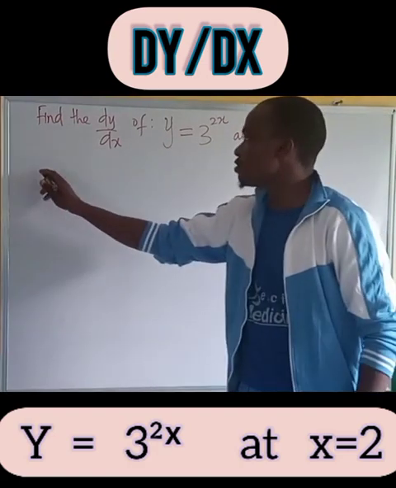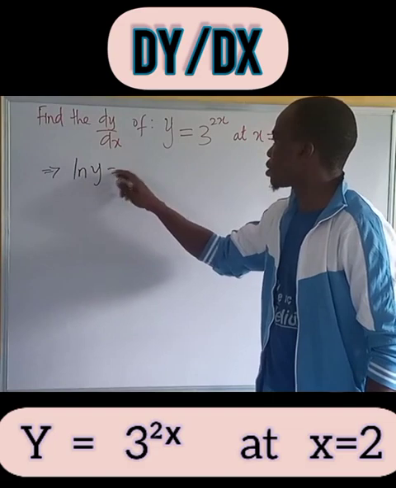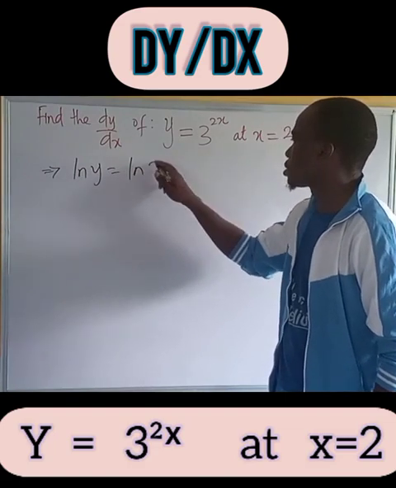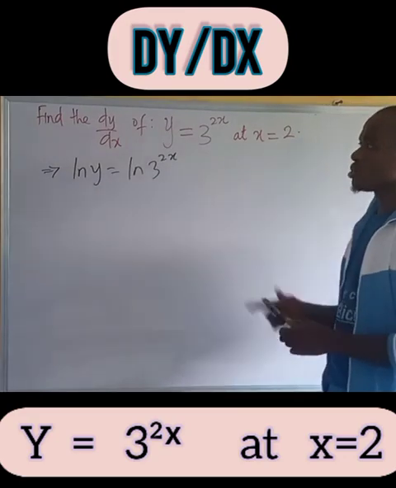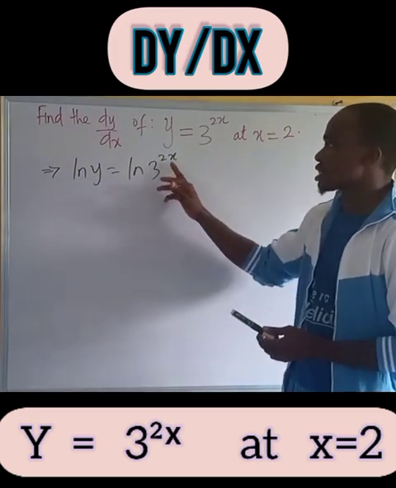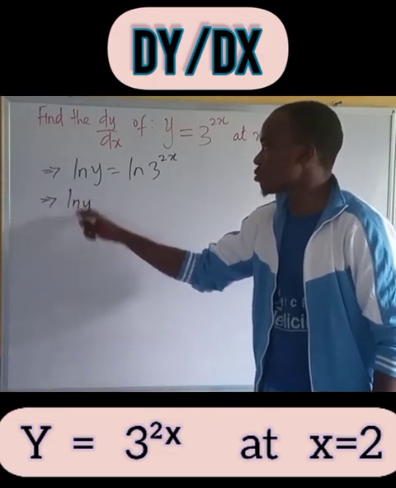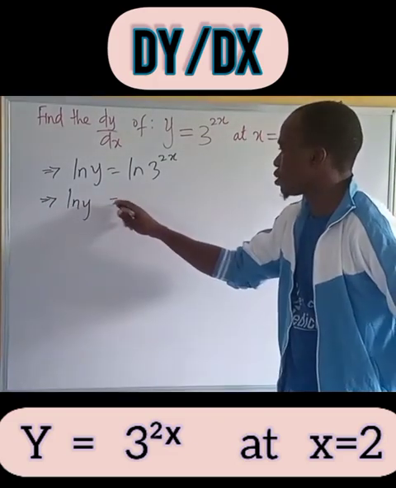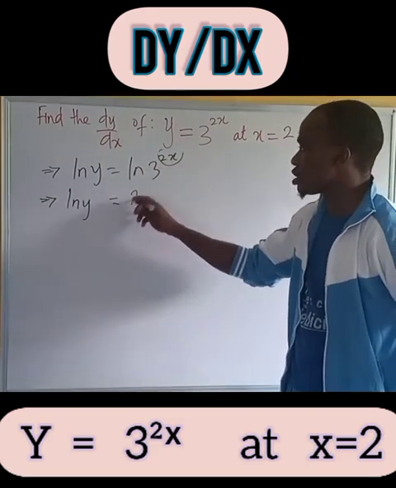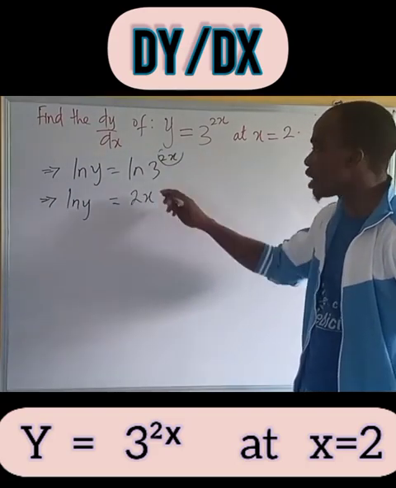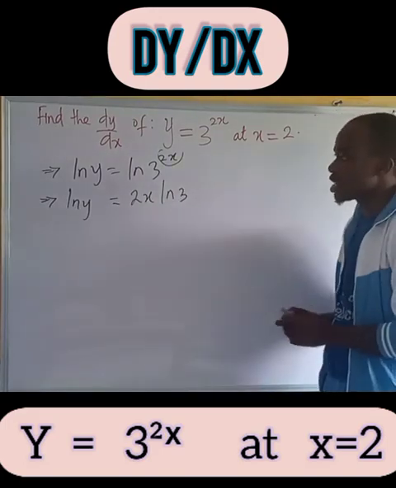So we are going to be having ln y equals ln 3^(2x). Having this, we can see that this can actually be written as ln y equals, the 2x is coming here, multiplying the logarithm, 2x ln 3. So now from here, what's the next thing to do?